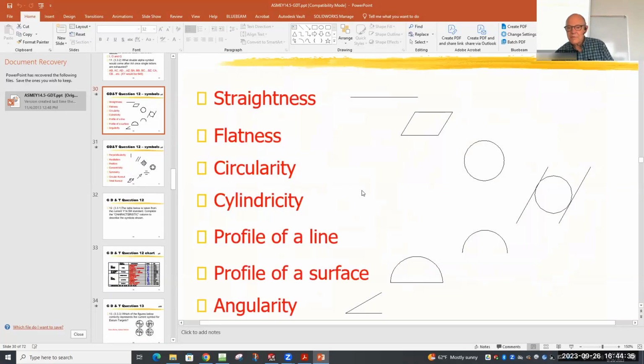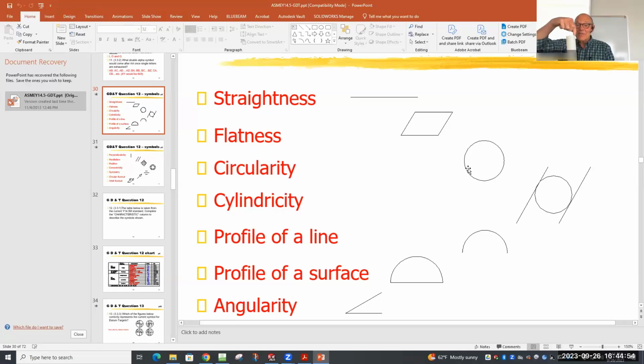And there's all the controls right here. So those are the symbols. So one control is straightness, and that's just one straight line. One control is flatness, and that's a sort of a rhombus. Now there's circularity, the extent to which something is actually a circle. And by the way, that doesn't have an axis.